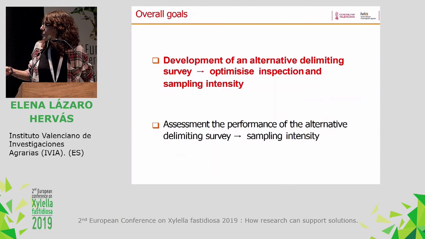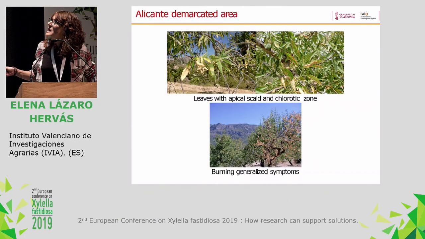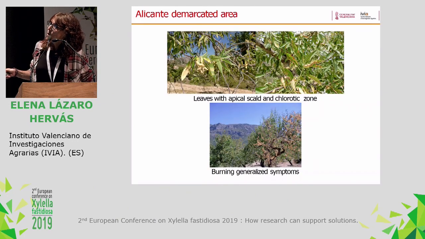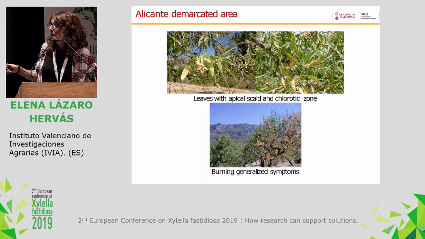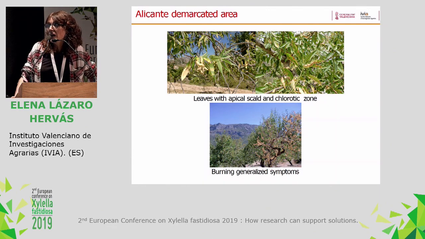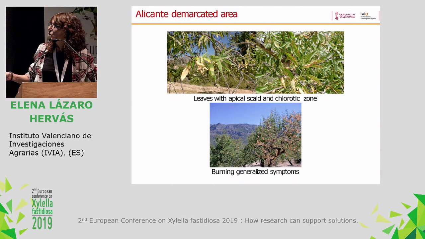These photos show almond trees, which are the most frequent host plant in which Xylella fastidiosa has been detected in the Alicante demarcated area, just to show the most typical symptomatology related to the leaves and the general aspect of a tree affected by Xylella fastidiosa.